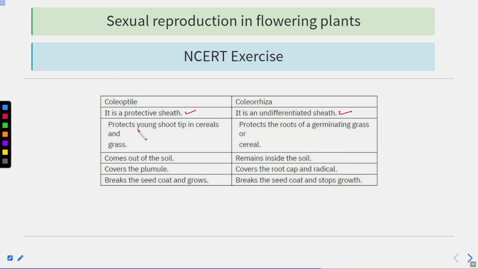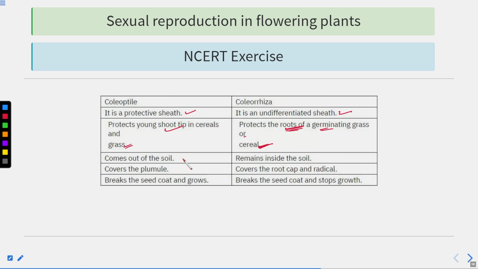Coleoptile, what does it protect? It protects the young shoots in the cereals and the grasses. So these are the monocots. Whereas coleorhiza protects the root tip of the germinating grass or the cereals. Roots are underground, so whenever they are growing inside the soil, a lot of pressure is exerted against them by the soil particles. So they can get damaged. To protect the roots, this coleorhiza is present.